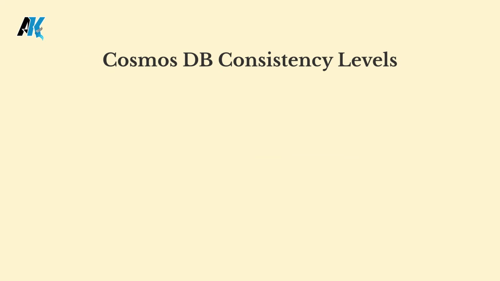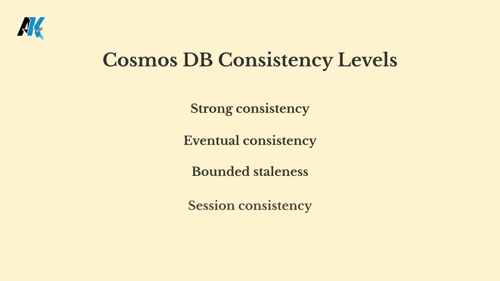Cosmos DB offers multiple consistency levels, ranging from strong consistency, which ensures the most up-to-date data but at the cost of performance, to eventual consistency, which offers higher performance but allows for some data lag. Bounded staleness and session consistency provide a middle ground, allowing you to choose the level of consistency that best fits your application's needs.